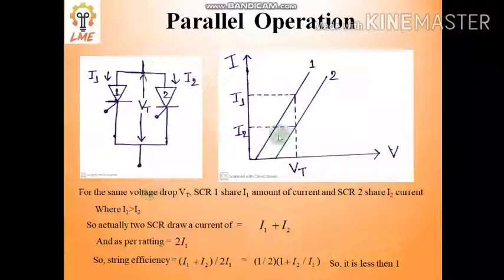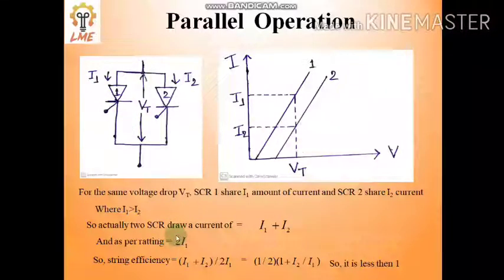So what is the problem with different drawing currents I1 and I2? Let's check. This is due to the same voltage, same VI rating, but different VI characteristic. We are facing this: for a particular V2, one draws I2 current, another draws I1 current. So for the same voltage of VT, SCR 1 shares I1 amount of current and SCR 2 shares I2 current, where as per the diagram we see I1 is higher compared to I2. So the SCRs draw the entire current, which is I1 plus I2. Means entirely they combine to draw I1 plus I2.